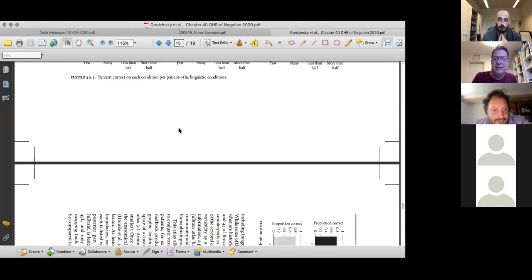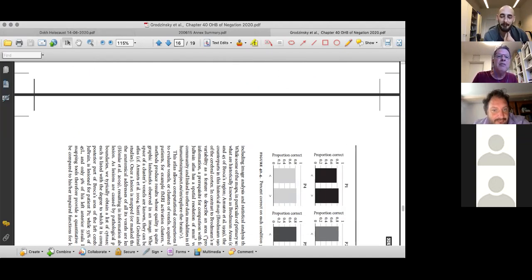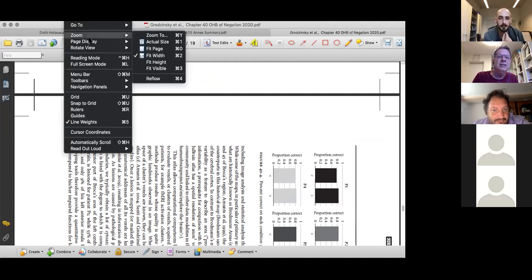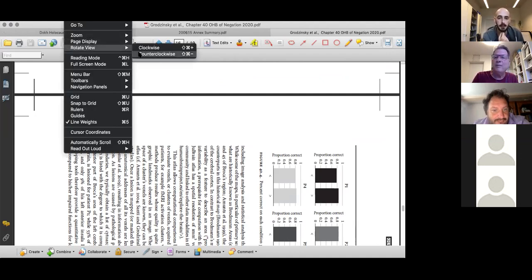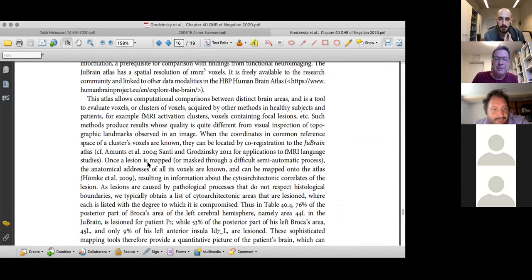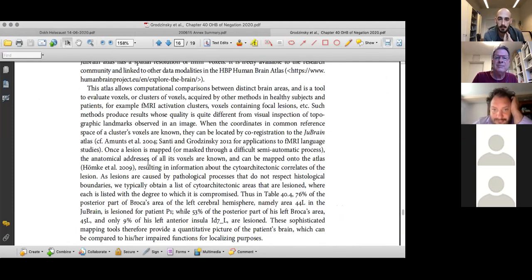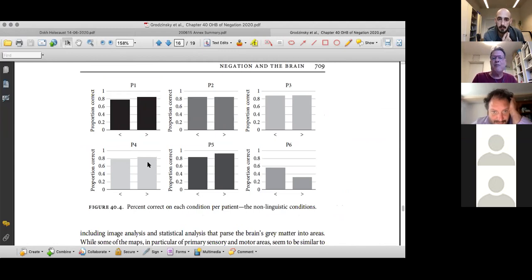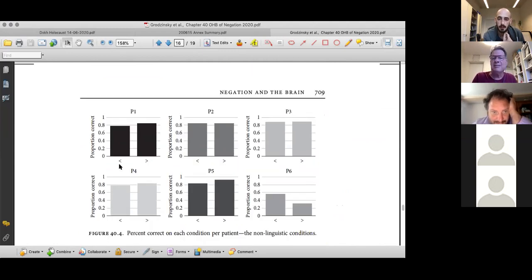The good news here is that when you look at their performance on the non-linguistic stuff, look what you see. So this is their performance on the inequalities. With the exception of patient 6 who gave you garbage across the board, and I think it was a she, I don't know what was wrong with her, notice that everyone is giving you good performance on all these.